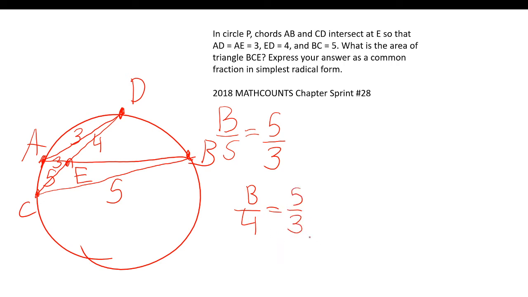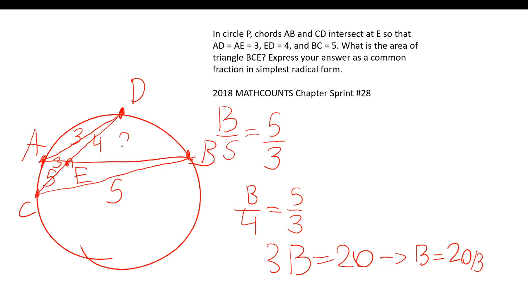So we can just solve the proportion, and we get 3 times the bigger side is equal to 20. So the bigger side is just 20 over 3. So we can conclude that this piece is 20 over 3. Right, so 20 over 3 is this. This is BE. And now we want the area of triangle BCE.